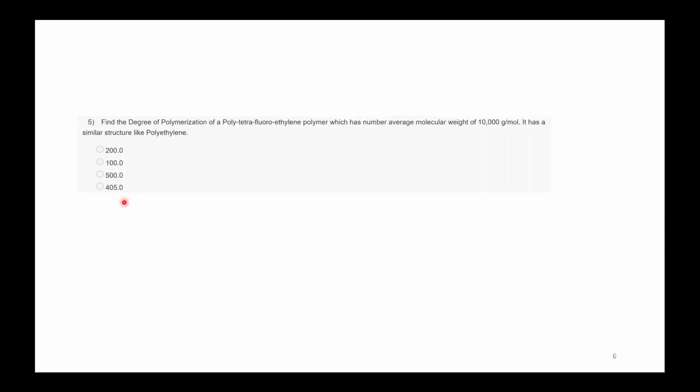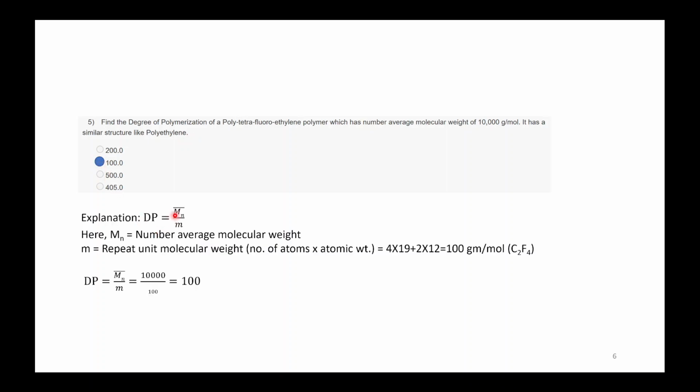Now this is a numerical. Find the degree of polymerization of a polytetrafluoroethylene polymer which has a number average molecular weight of 10,000 gram per mole and a similar structure to polyethylene. In polyethylene we have 4 hydrogen atoms, so instead of that we'll have fluorine atoms. Let's see how we get the answer.